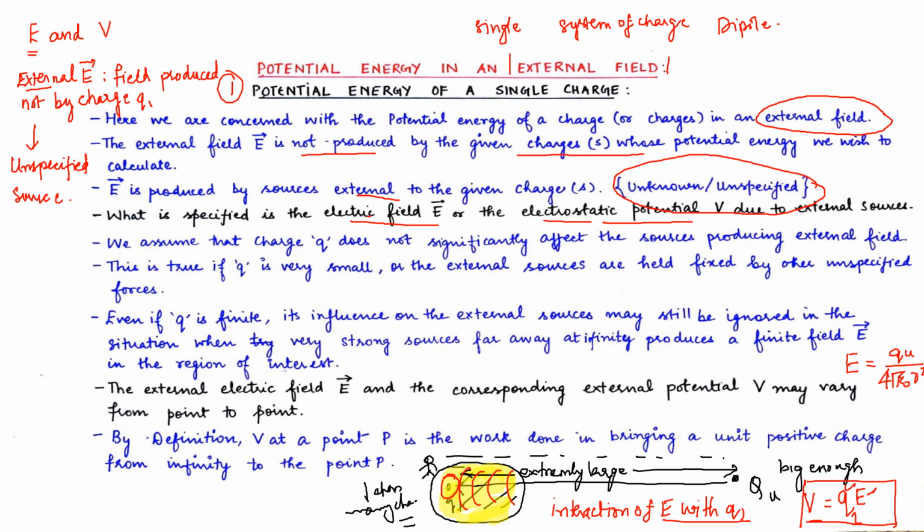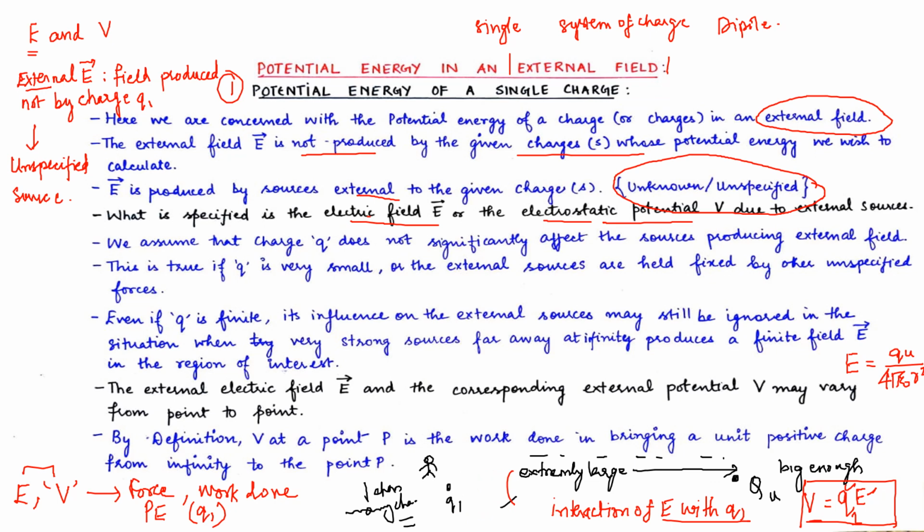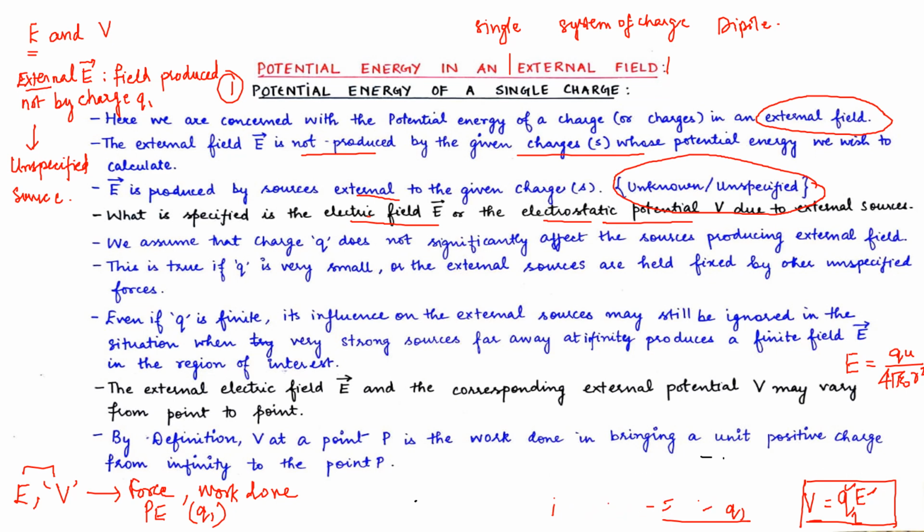If we know E, the electric field, we can determine V, and from these two values we can determine the value of force, we can determine the work done, and hence we can know how much potential energy is being stored by charge Q1 in the system. So that is the principle we are following to understand all these properties from the external electric field of an unspecified or unknown distant charge. Okay, so we'll go on to the next point over here.